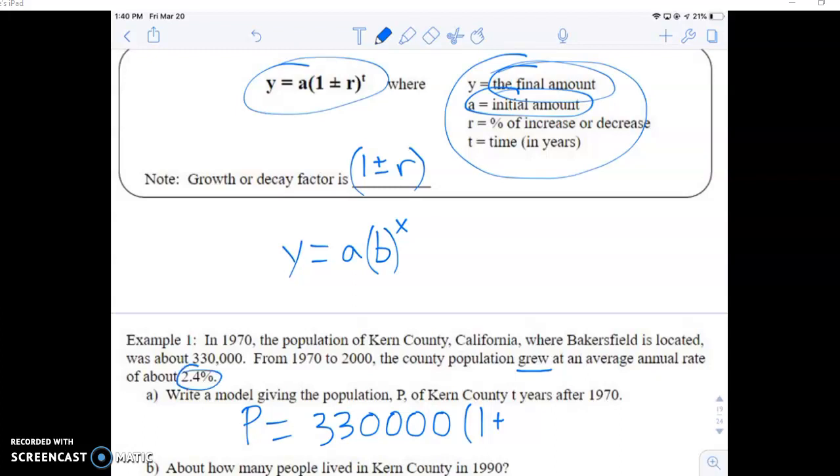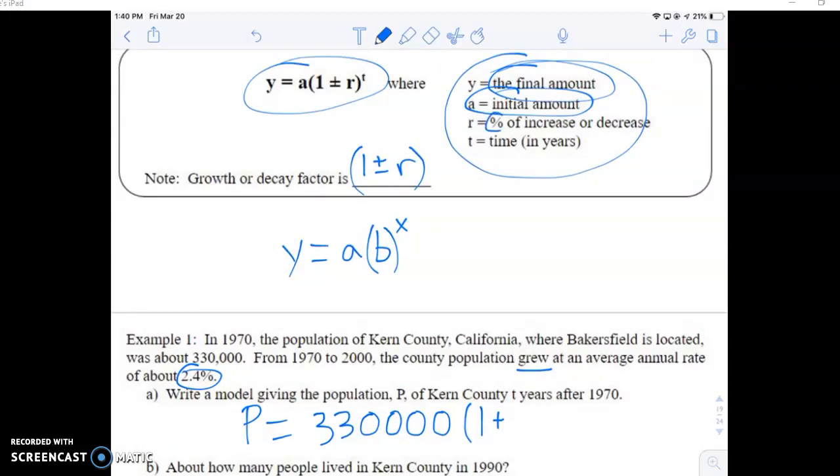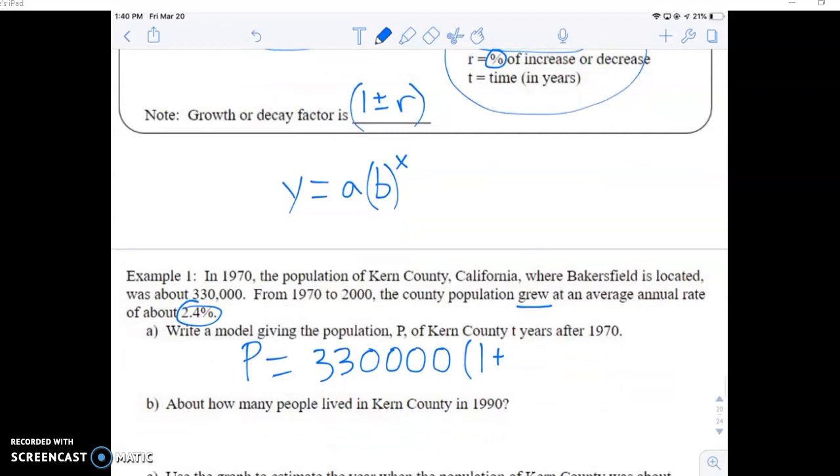Here's the tricky part. I see this happening a lot where it's 1 plus, we just write 2.4, because that's what the percentage is. But remember, this r is referring to the rate as a decimal. So we have to convert it into a decimal. Remember, 2.4% converted to a decimal, we just move it 2 spots to the left. That tells us the decimal is 0.024. And then t, we're just going to leave that because that's what we don't know. So that is our equation.